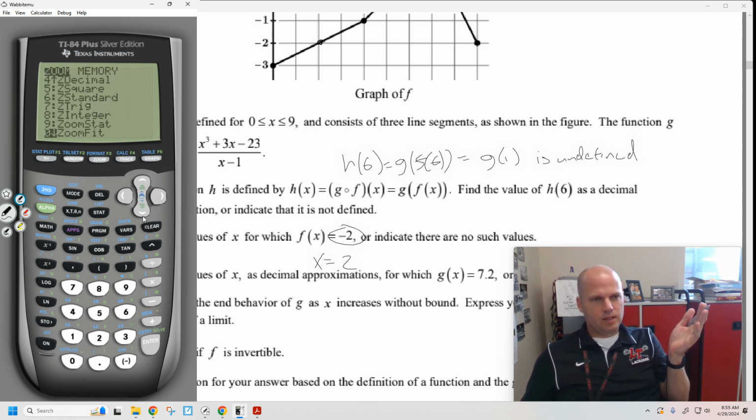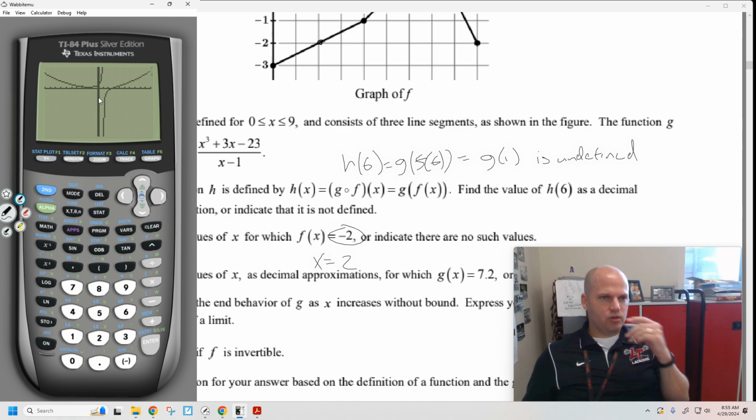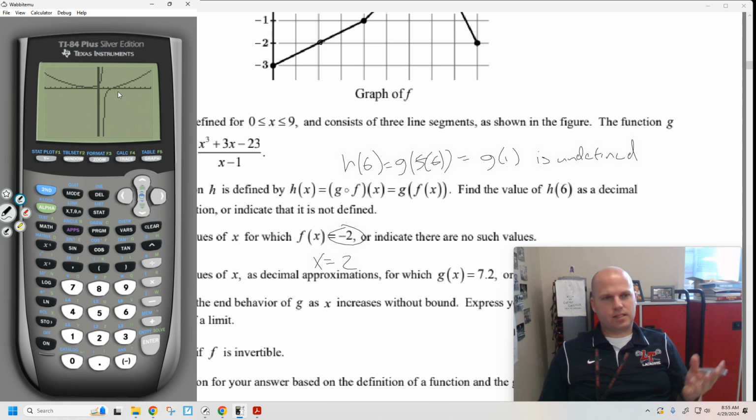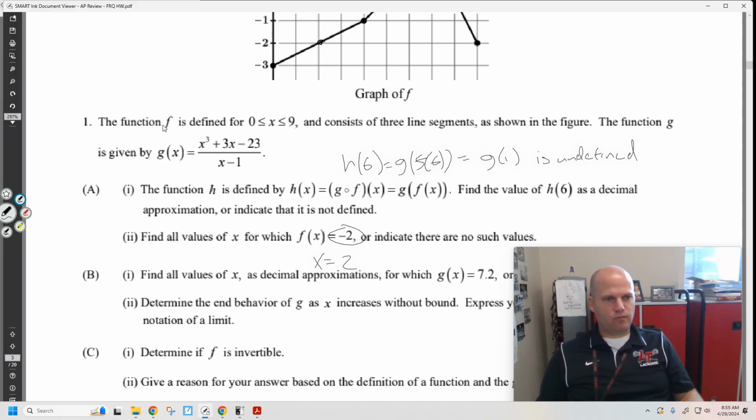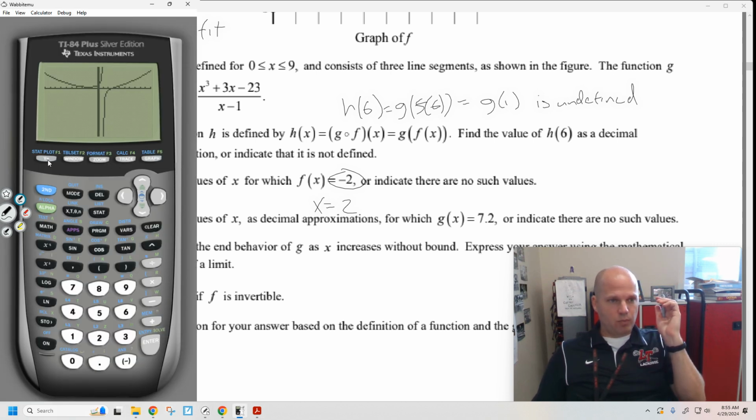Sometimes zoom fit will automatically look at all the y's in the interval of x's that you graph, and this is nice. This is a lot better seeing this. It doesn't go all the way towards negative infinity, obviously, but it does a good job showing you that end behavior of y equals x squared, showing you the vertical asymptote. So zoom fit, team, try it out, see if you like it. It'll adjust your y's accordingly. Try to figure out when this equals 7.2. There's going to be 3 solutions to this.